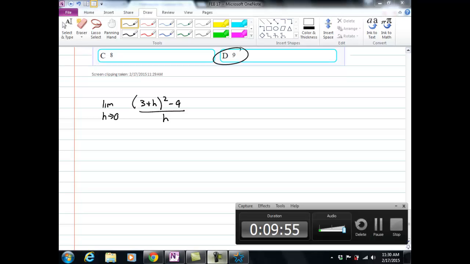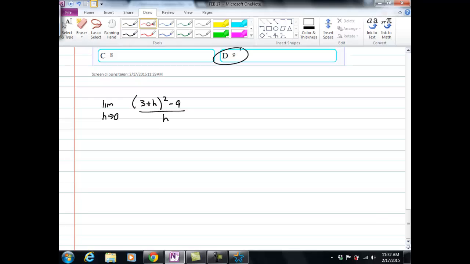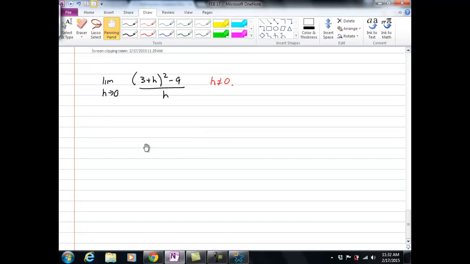Guys, I'm going to pause it. I'm going to let you try to figure it out. Right off the bat, I know h can't equal 0, because if h equals 0, it's undefined. If I look at here, I can't really factor. So if you can't factor, why don't we try expanding things out? If I expand out the top, this bracket, you should have 9 plus 6h plus h squared minus 9 over h.